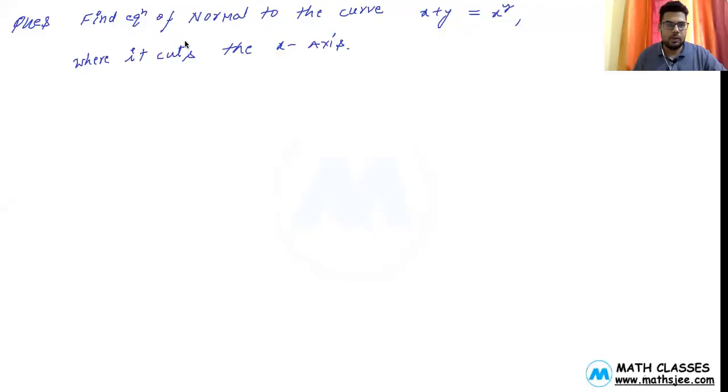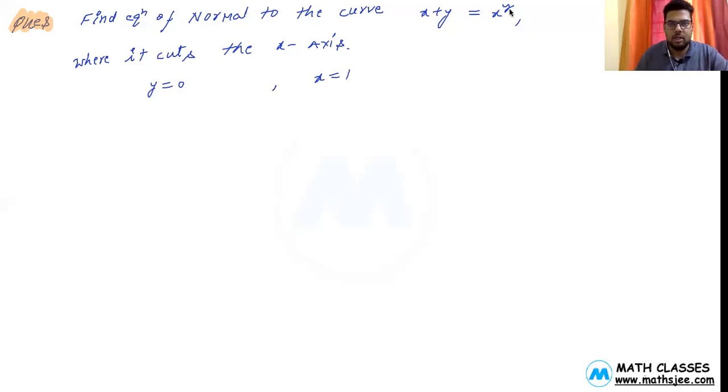So this is a problem based on the tangent and normal. Find the equation of the normal to the curve x plus y equals x raised to the power y, where it cuts the x-axis. First of all, we have to find the point where the curve cuts the x-axis. There, y equals 0. Put it in the curve, so x equals 1. This is the point. Now we have to find dy/dx, because for the normal we'll take -1 upon dy/dx.